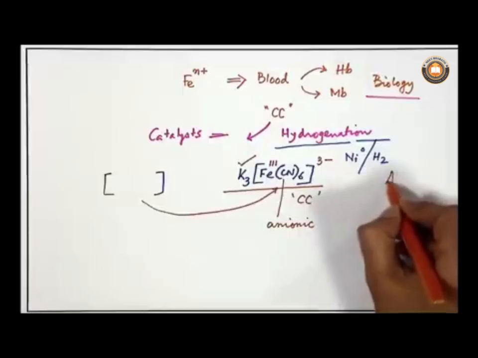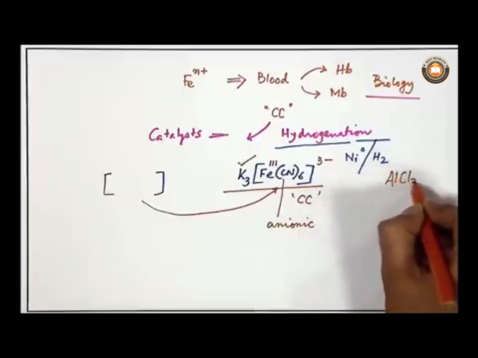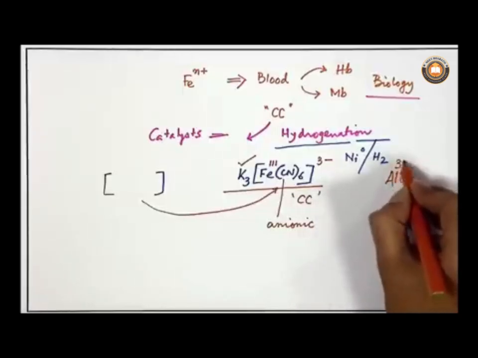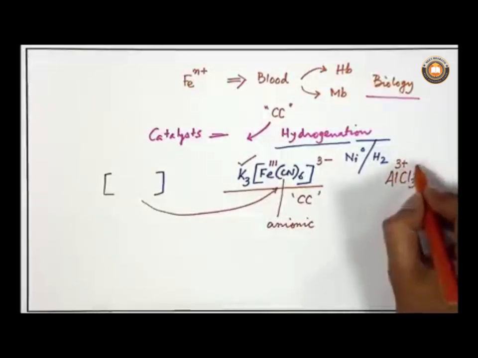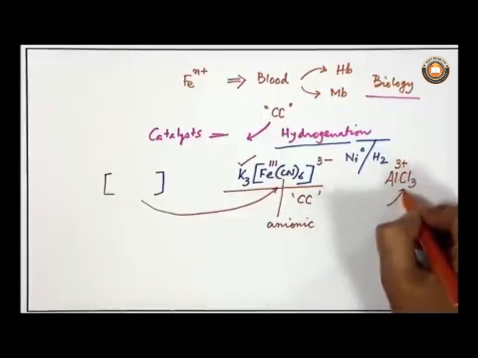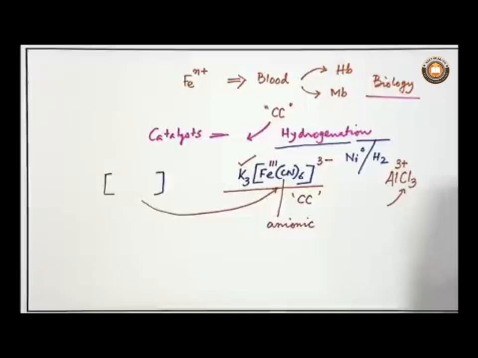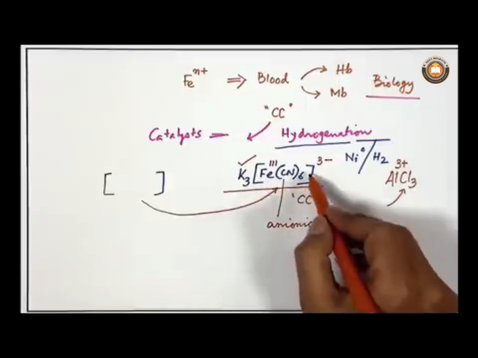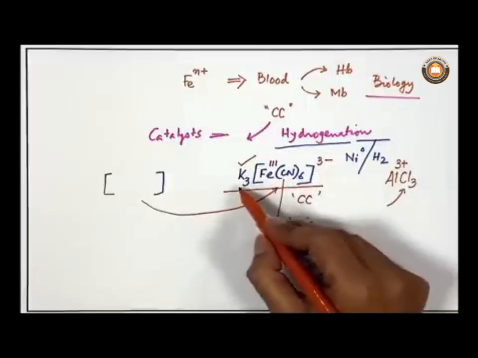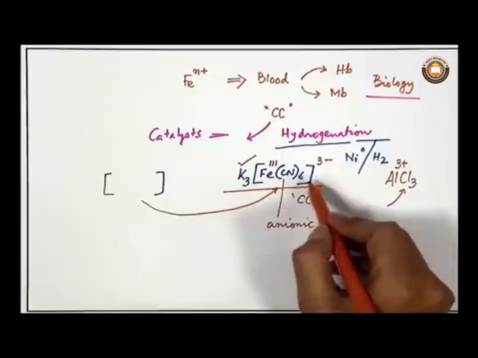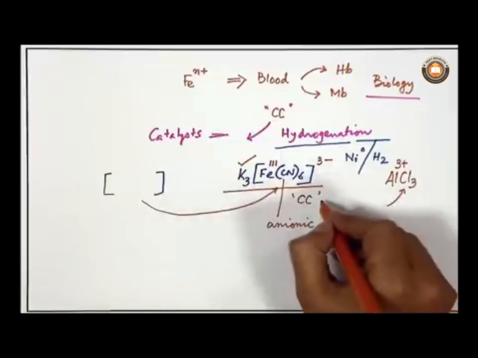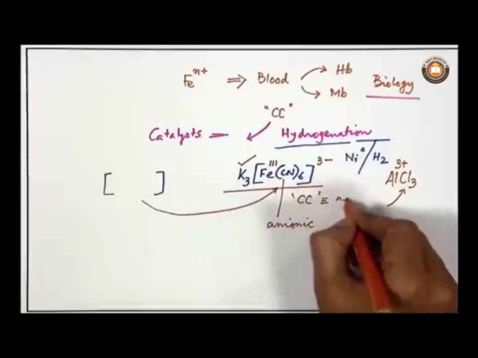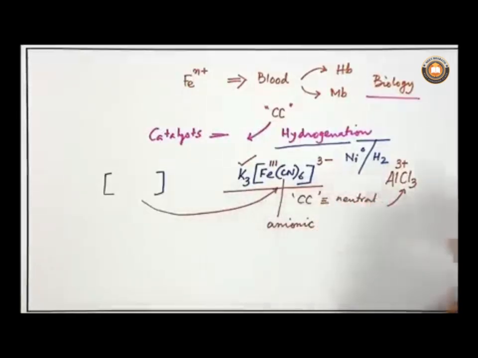The way we write it, we all know that in aluminum trichloride, aluminum has a tripositive charge. For charge neutralization, we require 3 such chloride ions to balance it. Similarly, this anionic coordination compound is trianionic, so we require 3 potassium ions to neutralize its charge. Overall, this coordination compound is a neutral one.